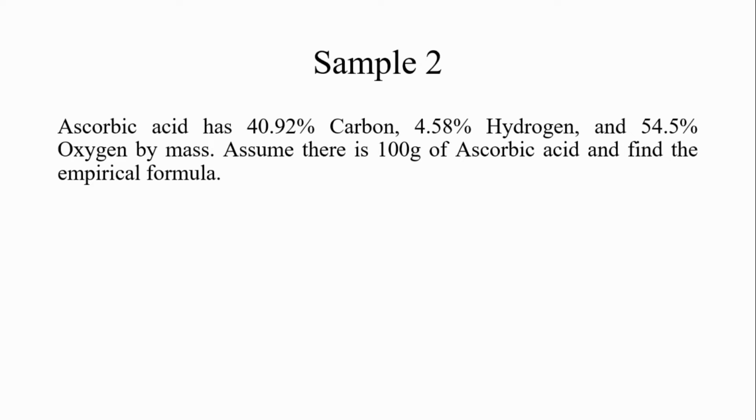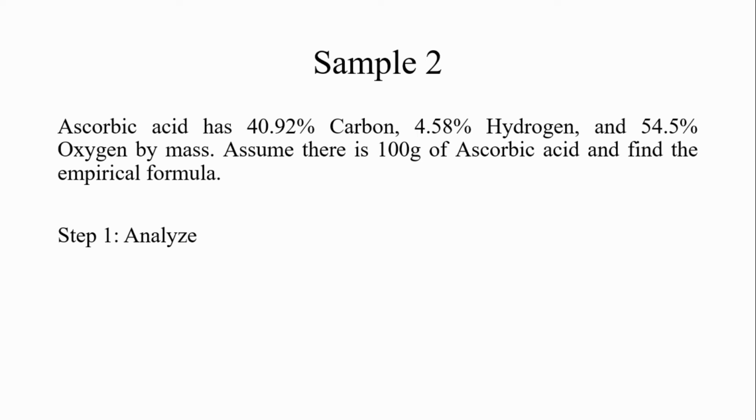In the next portion, there are problems where we would need to find the molecular formula of the compound by using the percent composition by mass given per element. Ascorbic acid has 40.92% carbon, 4.58% hydrogen, and 54.5% oxygen by mass. Assume that there is 100 grams of ascorbic acid and find the empirical formula.